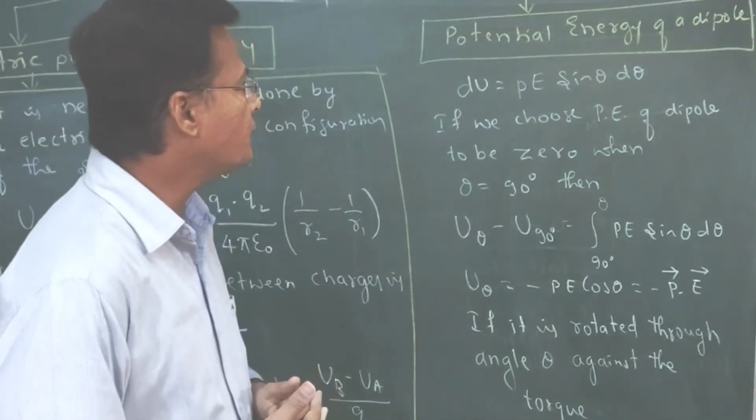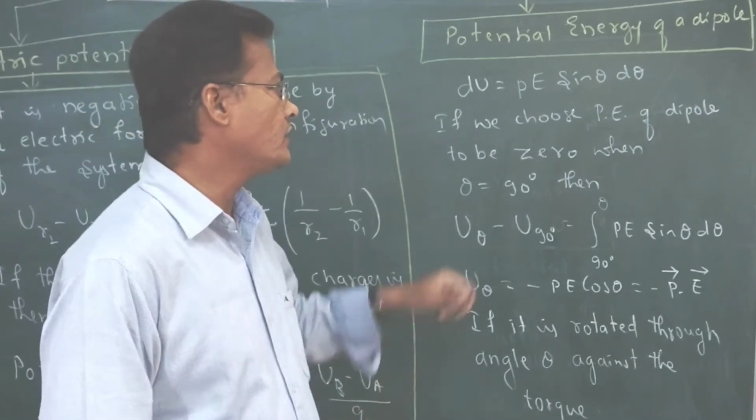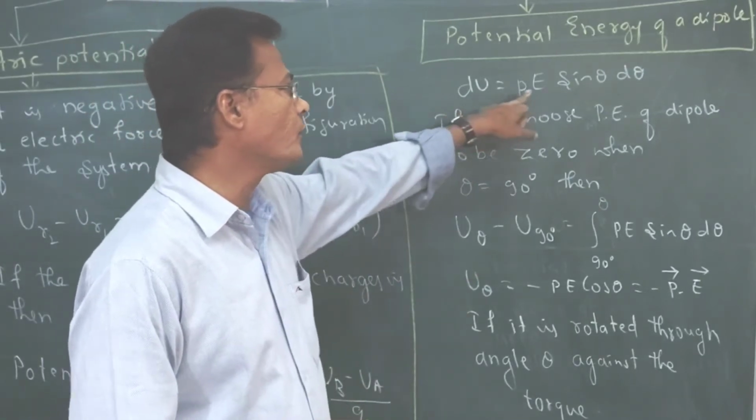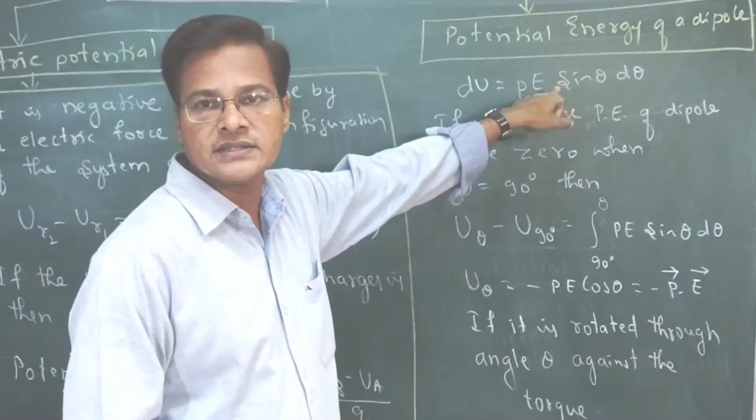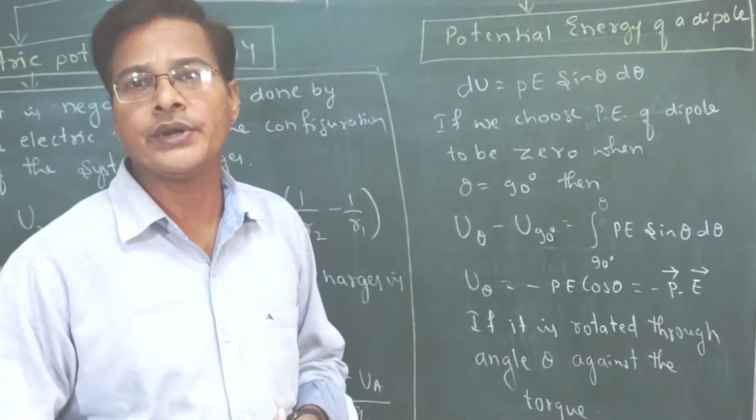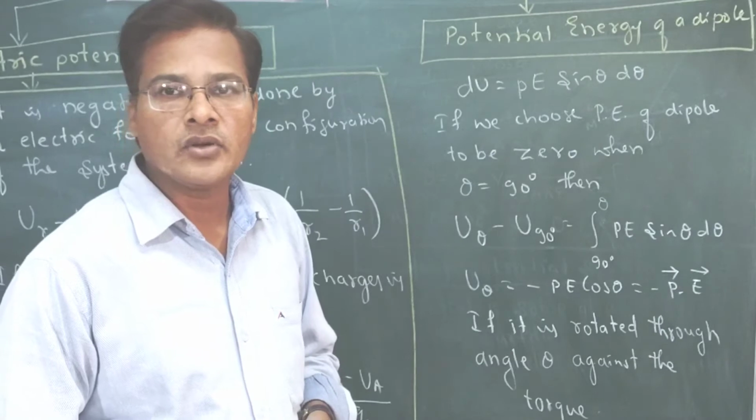Next we can understand the potential energy of a dipole. So the potential energy is equal to PE sin theta d theta. This is nothing but torque, tau, into d theta. Okay, torque is there.